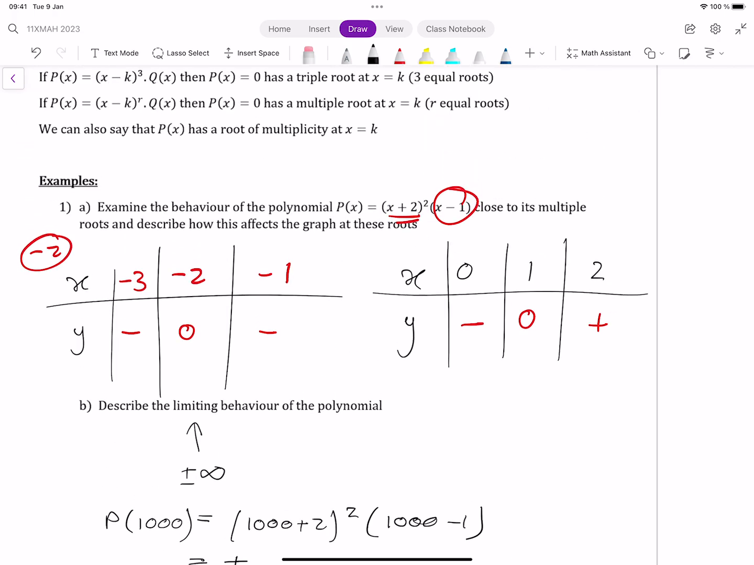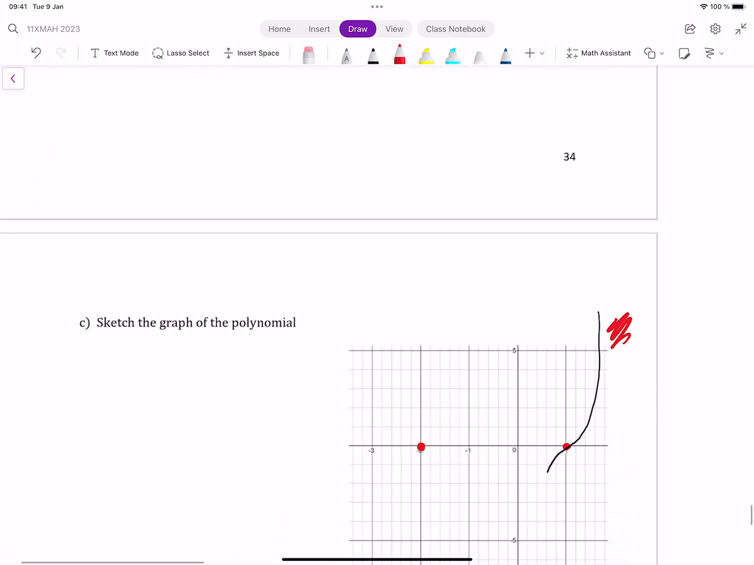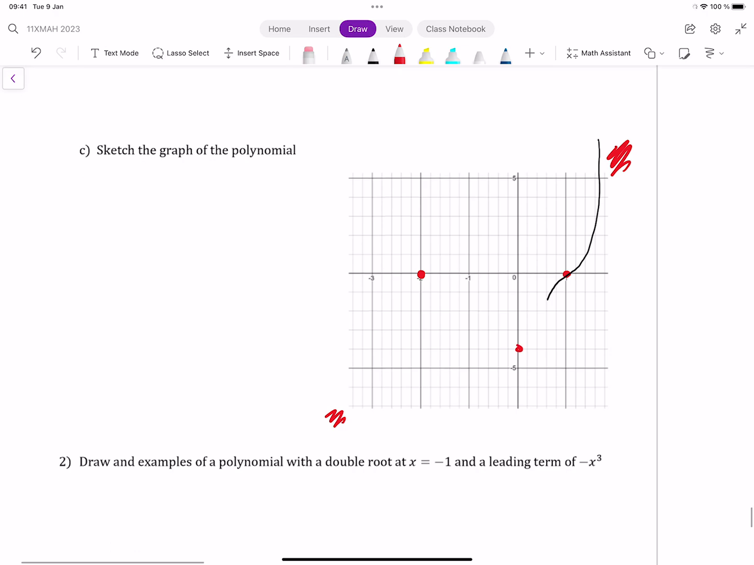Now let's look at our y-intercept. Our y-intercept is going to be 2 times 2, 4 times minus 1, which is minus 4. So we plot minus 4, we're going down to minus 4, and then it has to turn up to get to this root, and then it has to turn around there. So it needs to turn up to get up to minus 2, but minus 2 is a double root, so it has to flip and go back down.